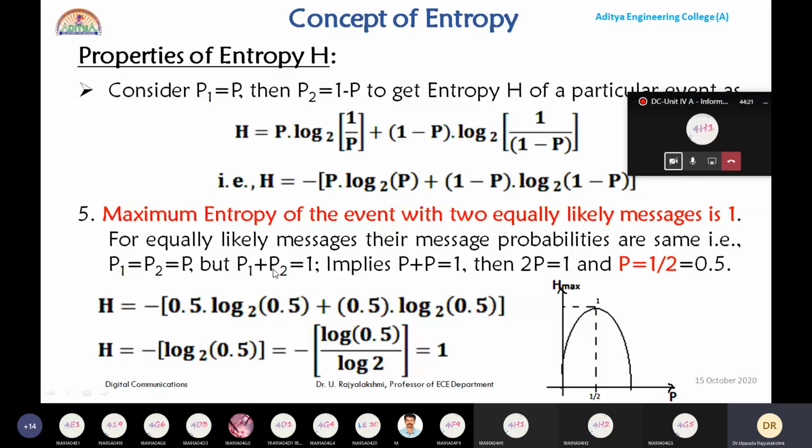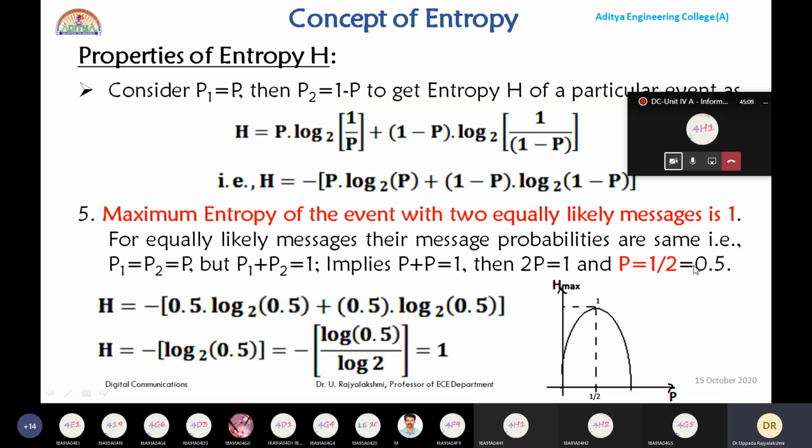But you know that the sum of probabilities of an event is equal to 1. So P1 plus P2 will be equal to 1. Now, what is P1? For equally likely conditions, P1 is equal to P2 and we assumed it as P. So please replace P1 and P2 with their respective value, that is P. Upon substituting, you will get P plus P as 1, and 2P will be 1, and P is 1 by 2, that is 0.5.